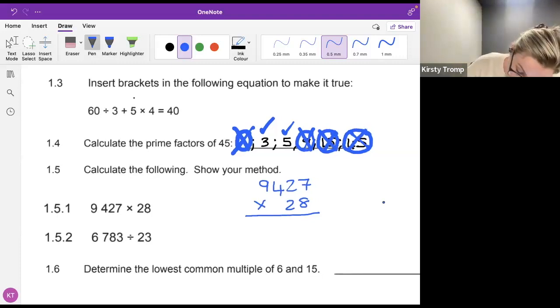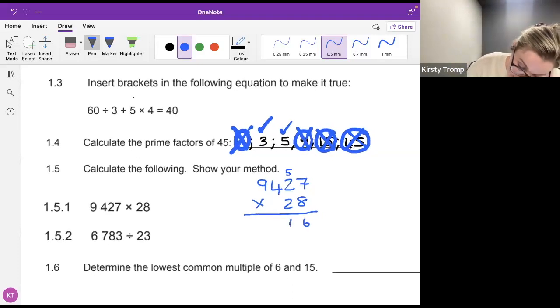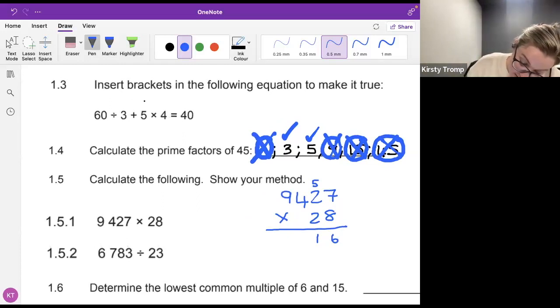Good. So I'm going to put my 6 down at the bottom. I'm going to put my 5 at the top. 8 times 2 is 16. And 16 plus the 5 will give me 21. I put my 1 down at the bottom and my 2 at the top. 8 times by 4 is 32, and 32 plus 2 is 34. Put my 4 down at the bottom and my 3 at the top. 8 times by 9 is 72. 72 plus the 3 will give me 75.